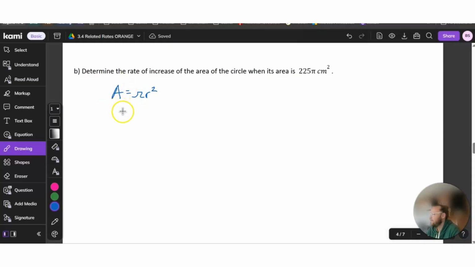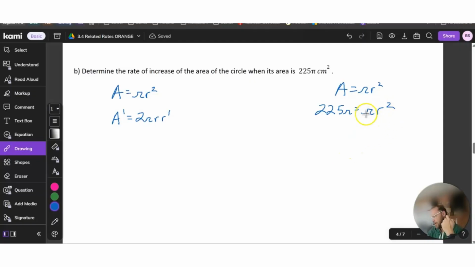What is the derivative of a? A prime. All right, a little bit harder this time. What's the derivative of r squared? 2 r, r prime. All right, here's the issue. Do I know what the radius is? I do not. I know what r prime is. I don't know what r is. But if this is my area, then can't I solve for it? Because this would be 225 pi equals pi r squared. How do I find r?